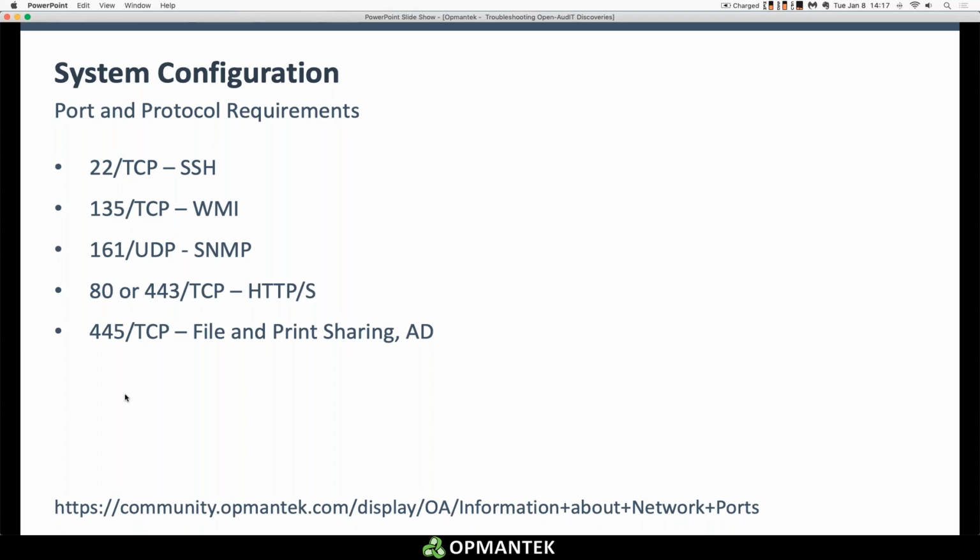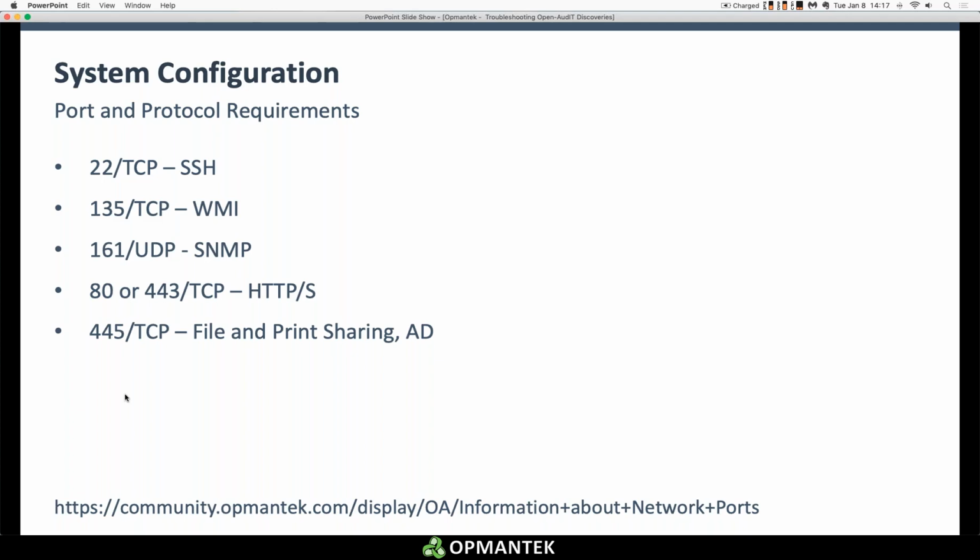And of course, for any networking equipment, you've got to have port 161 for UDP. We do support SNMP version 1, version 2C, and version 3. We also support for SSH both SSH user accounts, but also SSH keys.